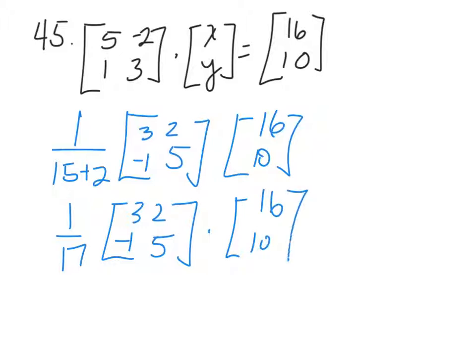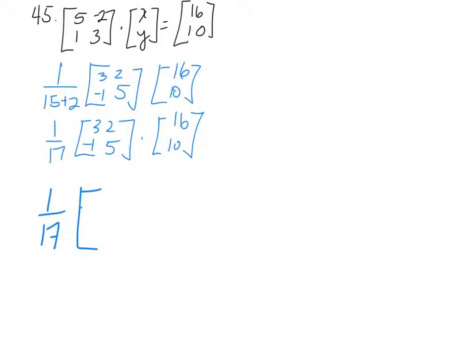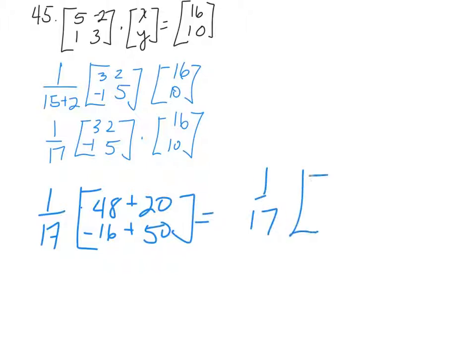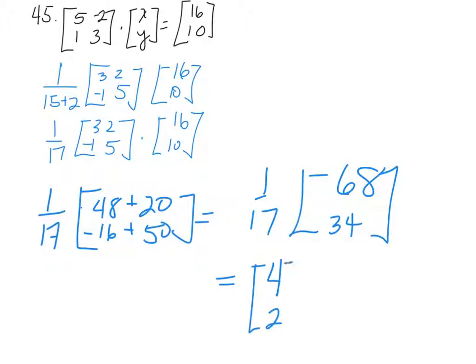And when we multiply matrices, it goes row by column. So 3 times 16 is 48. Plus 2 times 10 is 20. Negative 1 times 16 is negative 16. Plus 5 times 10 is 50. So I've got 1/17 times 68 and 34, which happen to be multiples of 17. Who knew? So we get 4, 2 for our column matrix, which translates into an ordered pair as 4, 2.